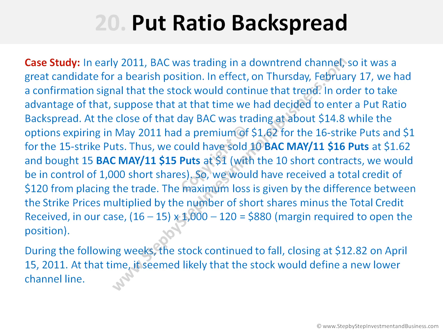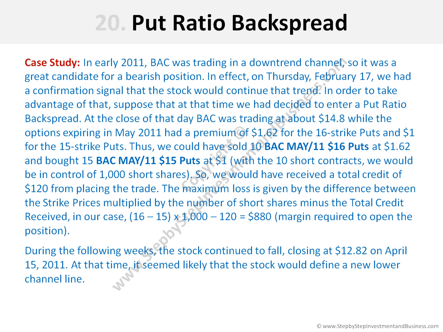Thus, we could have sold 10 puts with a strike price of $16 and expiration in May 2011 at $1.62 and bought 15 puts with a strike price of $15 and same expiration at $1. With the 10 short contracts, we would be in control of 1,000 short shares. Notice that in this case, we are working with a ratio between the short and long options of 2 to 3. So we would have received a total credit of $120 from placing the trade.